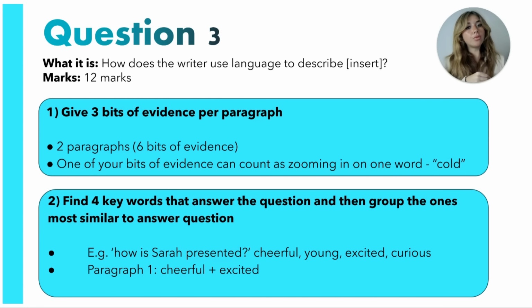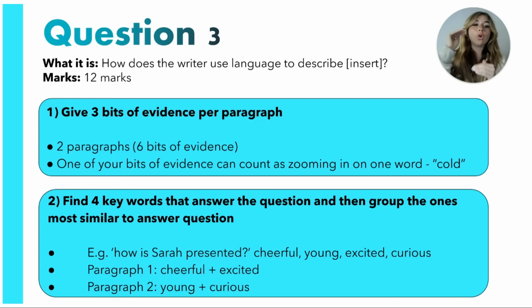So for example, in paragraph 1, I might do cheerful and excited. They're quite similar. I'm describing her temperament, her characteristics and her traits. So I'm going to group that together in one paragraph. And then for paragraph 2, I might put young and curious because that's more about a different part of her nature. They're more similar in terms of characteristics. So there, you've got 2 really clear focuses for each paragraph, and then you can pick evidence that supports in paragraph 1 that she's cheerful and excited, and in paragraph 2 that she's young and curious.